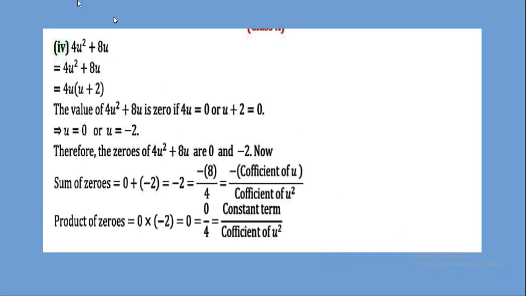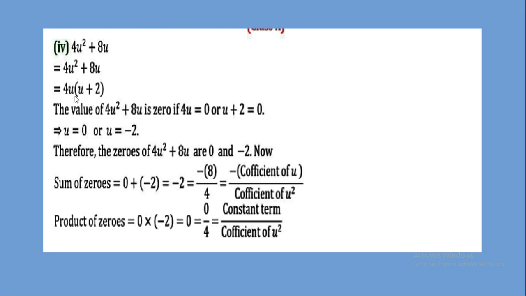Okay, the next one is 4u square plus 8u. Here the constant term is 0. The coefficient of u is 8 and the coefficient of u square is 4. From this we can take the 4u outside. Taking 4u outside, we will get 4u into u plus 2. Here the factors are 4u and u plus 2.